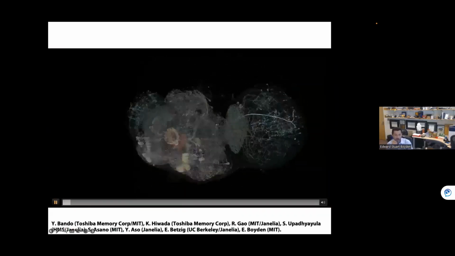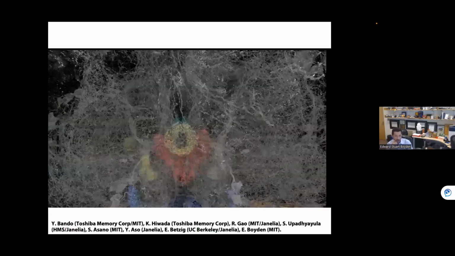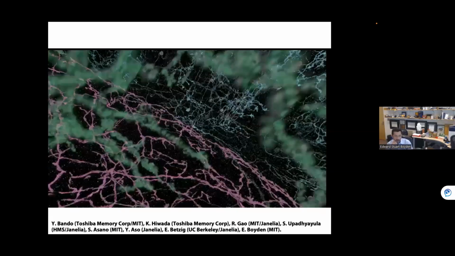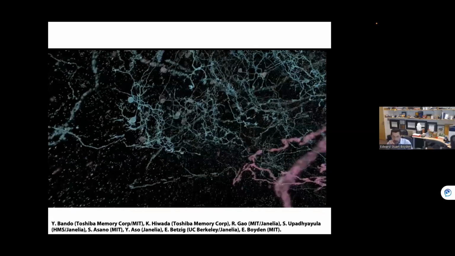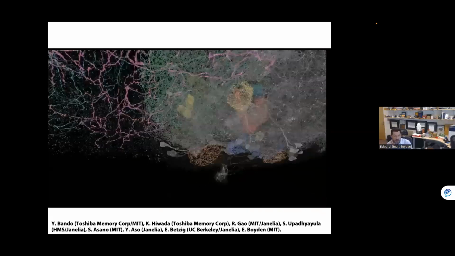So we're now zoomed out. Now we're going to zoom in and fly into the middle of the fly brain. Now we're going to go out to the side. I hope you can see that we can resolve axons, dendrites, and so forth quite well. But we can zoom out and see the context of the entire brain as well.